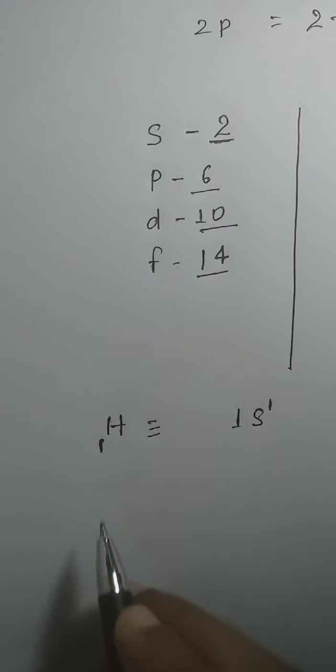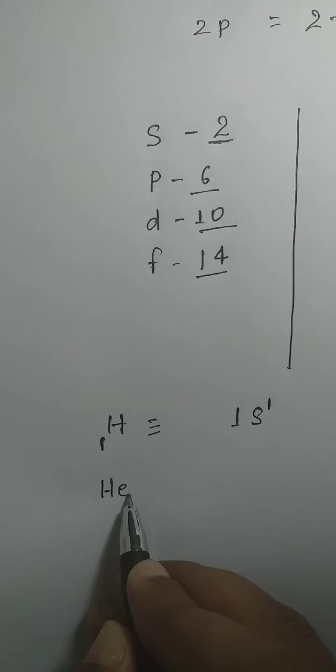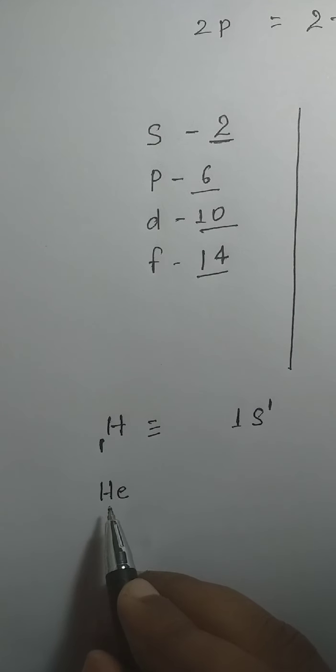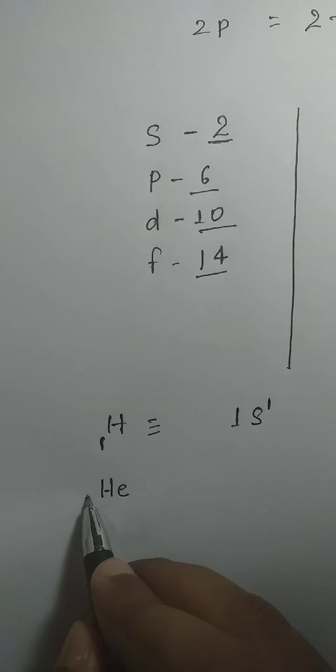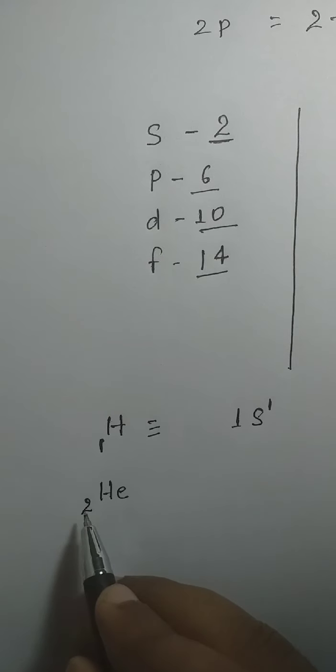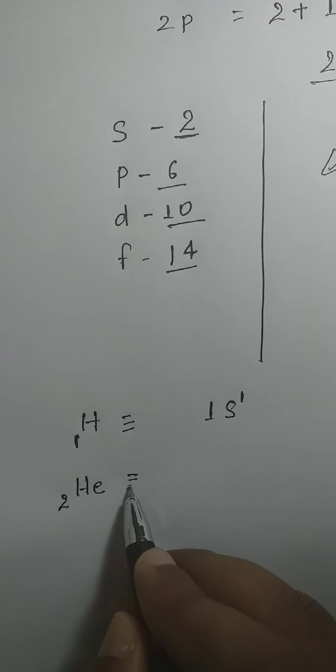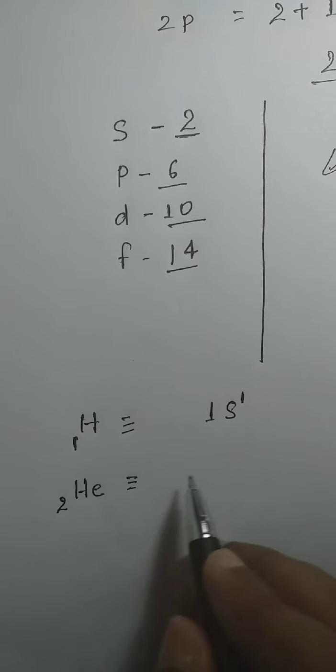Next we move to helium. We need to practice up to atomic number 30 and write all the electronic configurations. Do practice. I'm doing a little practice here, but you should practice by yourself. It brings some perfection.